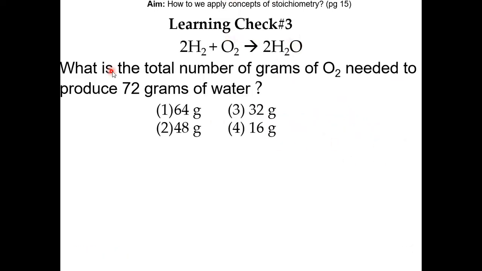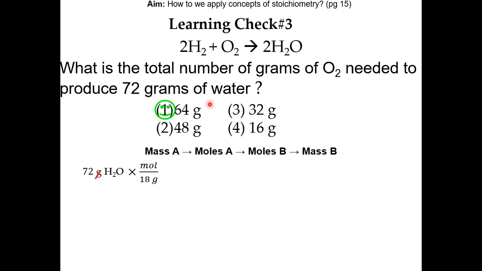Learning check number 3. What's the total number of grams of O2 needed to produce 72 grams of water? Pause the video and resume once completed. So the answer is choice 1, 64 grams. Since we're given mass and we're solving for mass, the general strategy is mass of A to moles of A to moles of B to mass of B. We're given 72 grams of water. We have to convert to mole by dividing by the GFM of water, which is 18. So we have 4 moles of water.